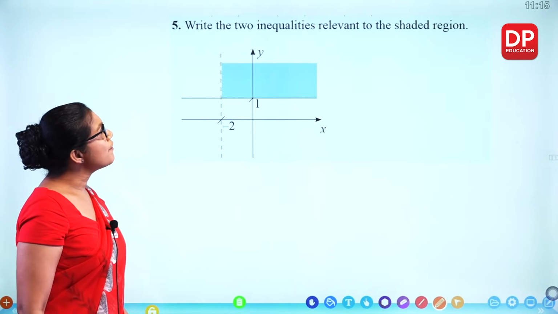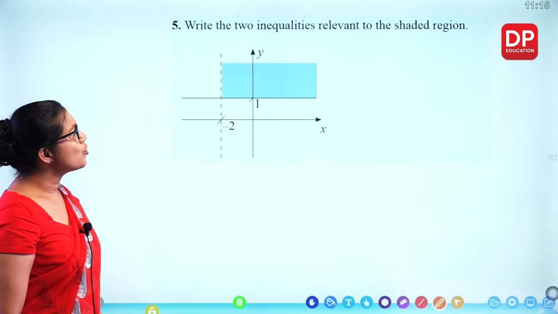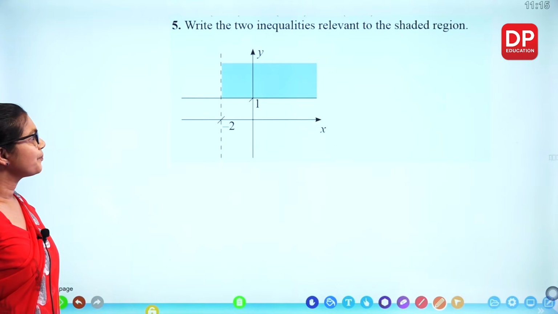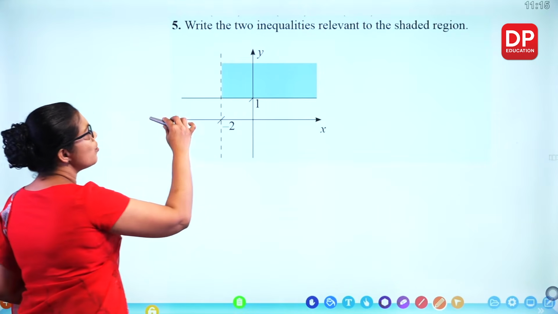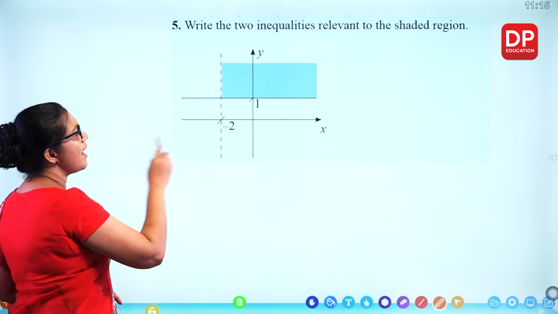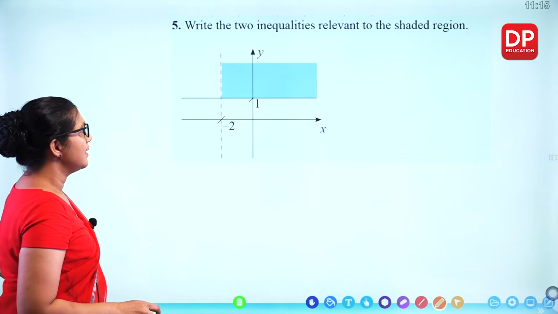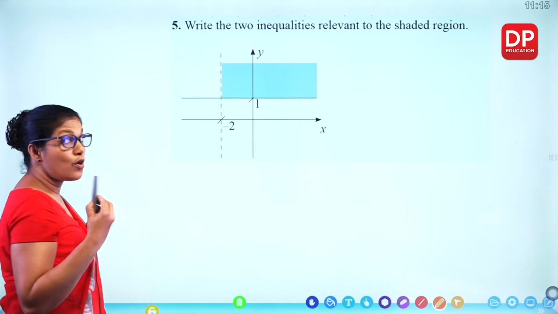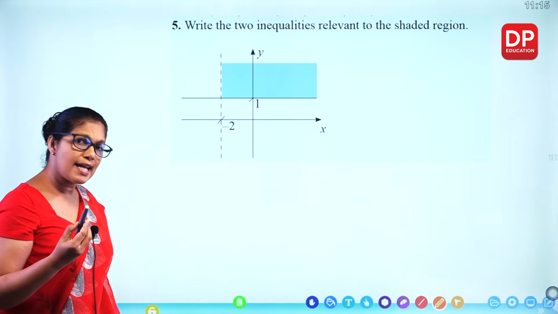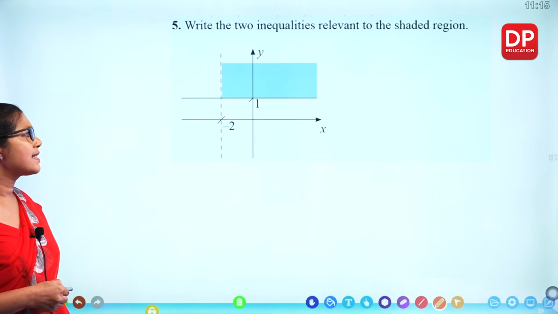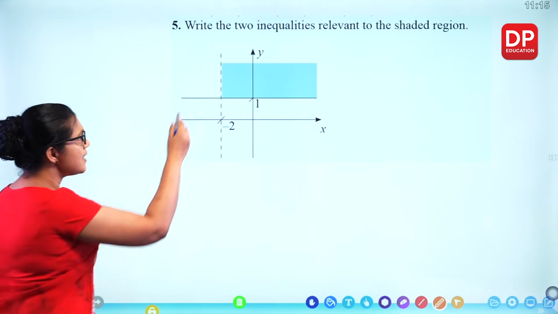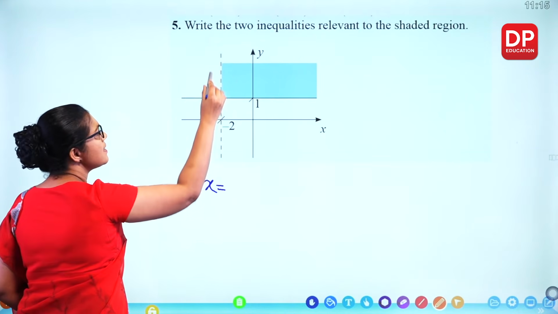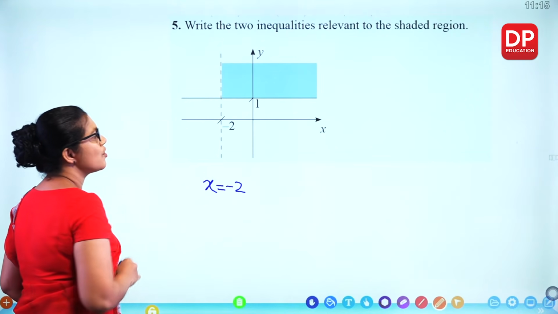Now we'll take the fifth question. Write the two inequalities relevant to the shaded region. Here there are two lines given. One is a dashed line and one is a continuous line. When you take the vertical line, how can we write it? x equals a certain value. So what is this dashed line? We can write x equals minus 2.